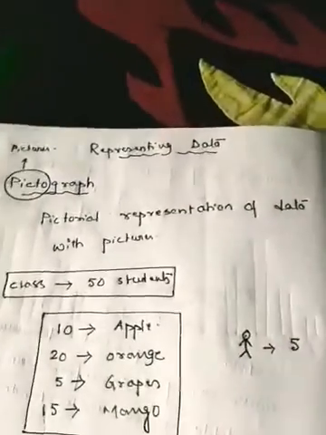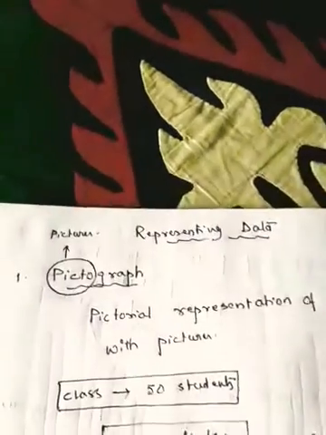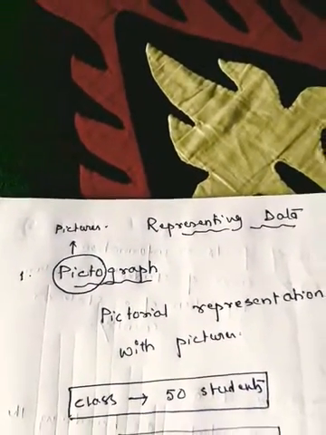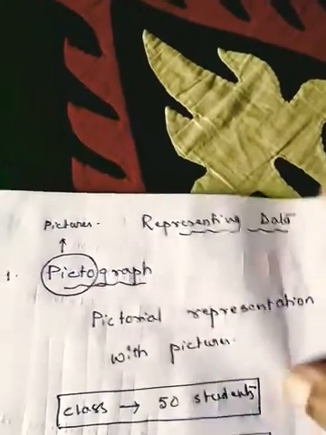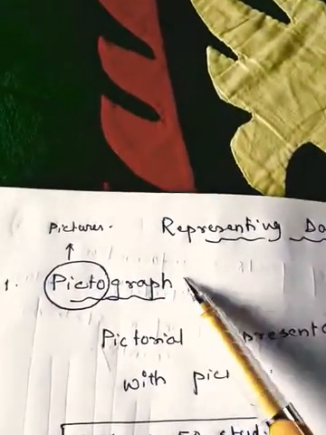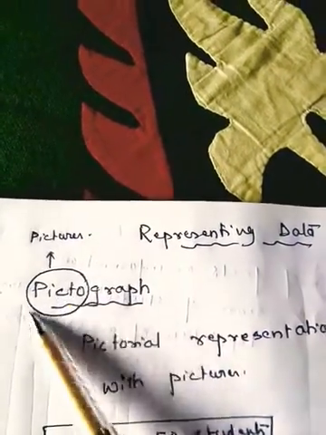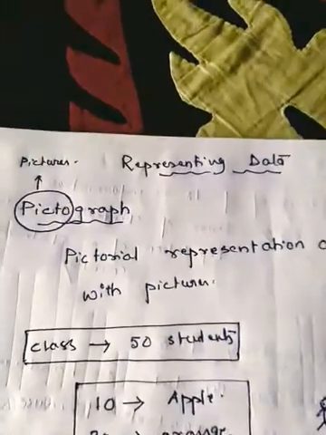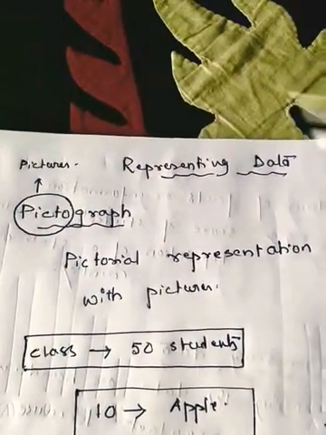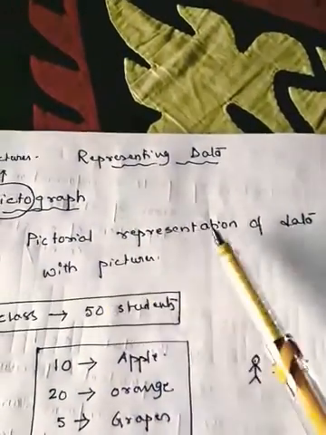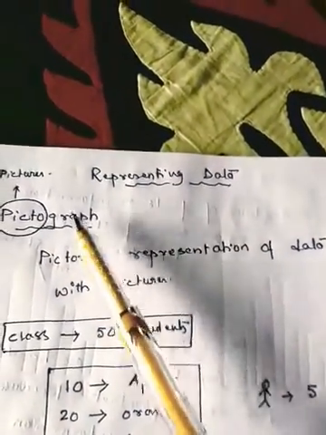The next part is representing data. Now, representing data, the first part is pictograph. How to represent this data? This is the first thing that we'll study. It's called pictograph. Pictograph is a combination of two words, picto and graph. Picto means picture. That means any data will be represented with the help of a picture. That is the reason it is named pictograph. Pictorial representation of data with pictures is called pictograph.